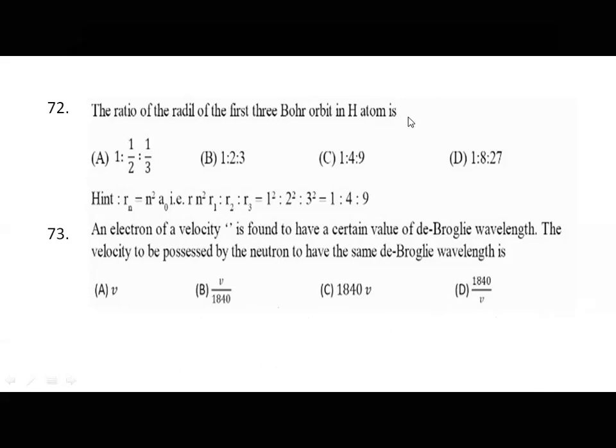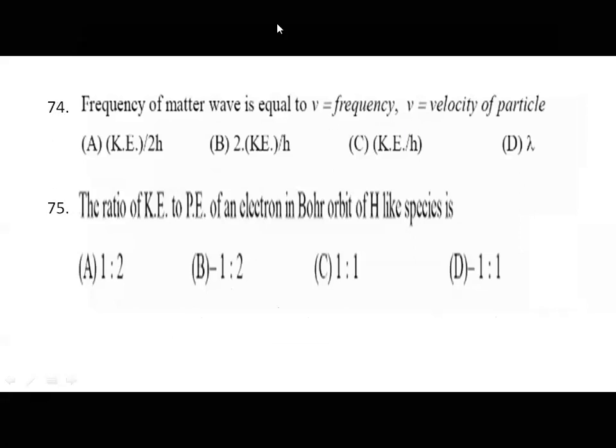Understood? Okay. Next question. The frequency of matter wave is nu, and v is the velocity of the particle. As I told you just now, we know that lambda is equal to h upon mv. So this is the explanation for this question.